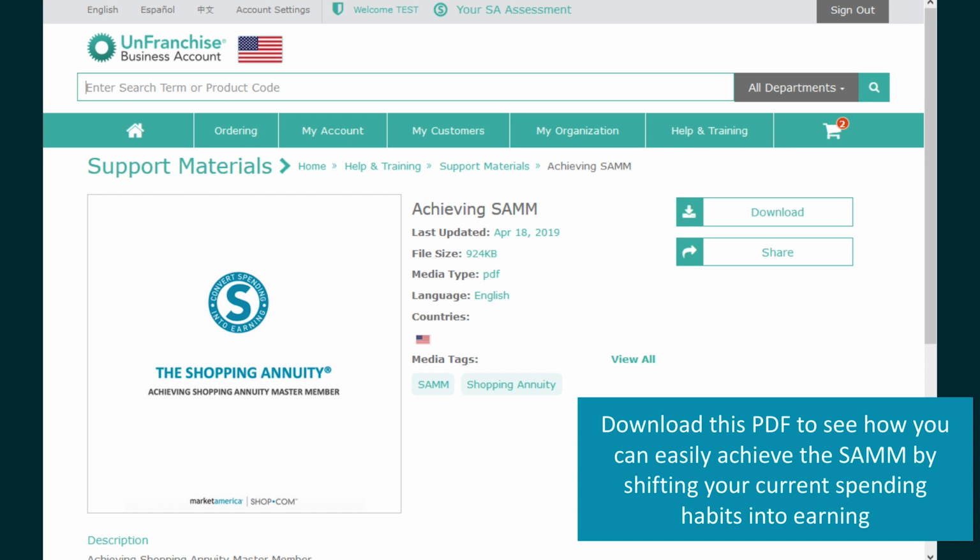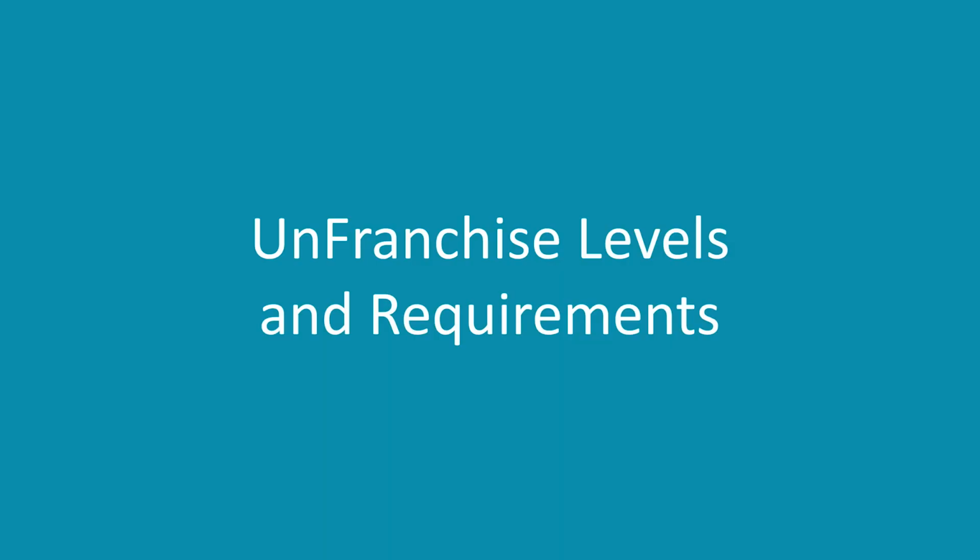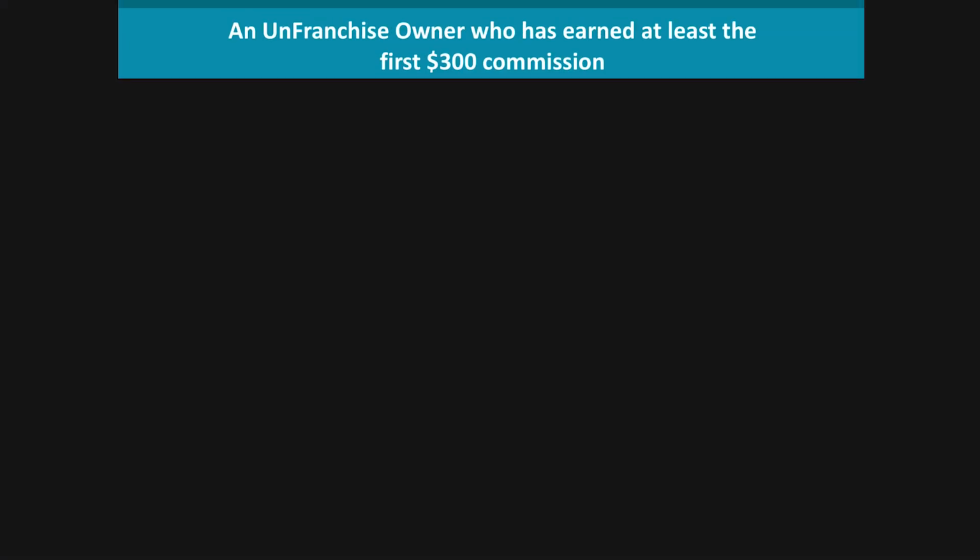Now, to get some great ideas how to do this, you can go under our support materials, and there's a document called Achieving SAM, Achieving Shopping Annuity Master Member. You can download that, and it'll give you some great tips on how you could get to that quicker. And in your Basic 5 training, there's also some great tips on that, and talk to your senior partners as well.